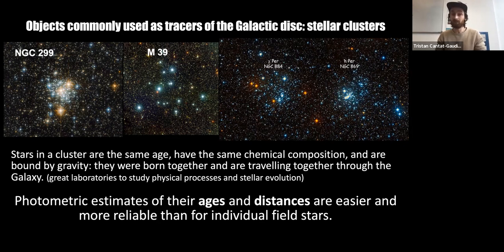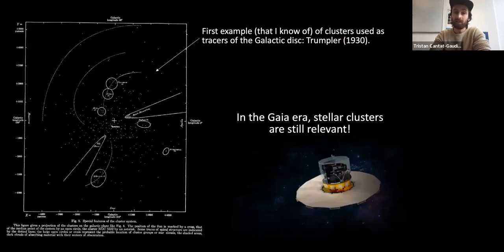So some of them are very massive and they evolve quickly, and some of them have lower masses, so their evolution is slower, but they are the same age, and this is very convenient if you want to study the processes of stellar evolution. I think the earliest example, at least that I know of, using clusters as tracers of the structure of the Milky Way would be this paper from 1930 by Trumpler.